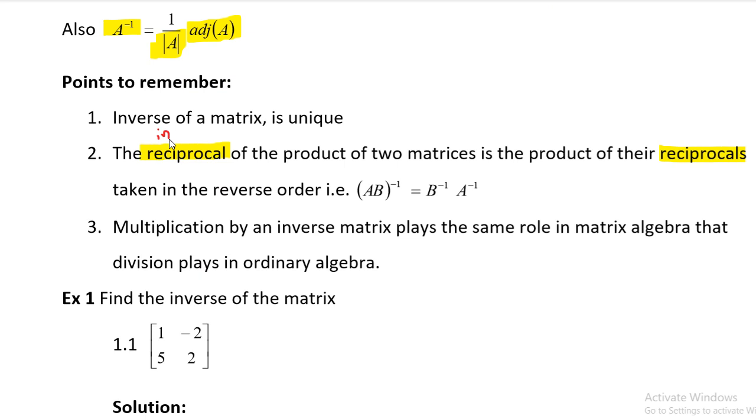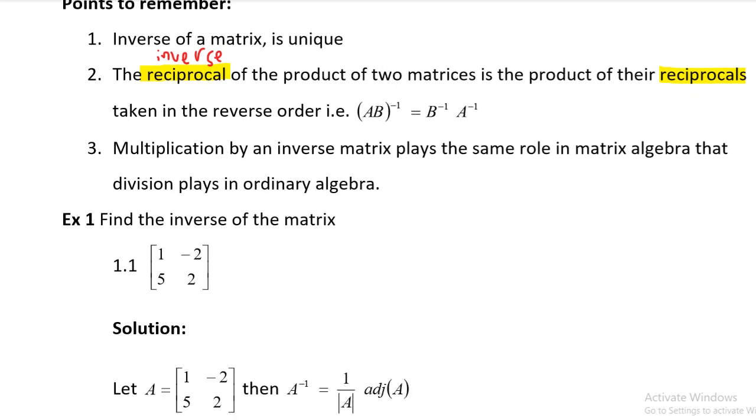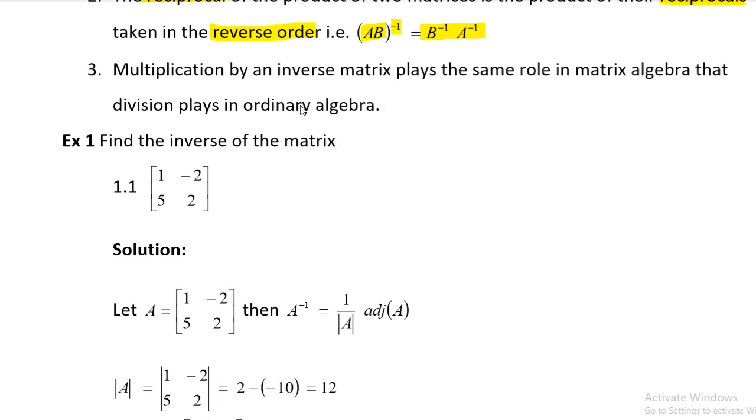The inverse of a product of two matrices is the product of their inverses, but in reverse order. So if you multiply two matrices and then take the inverse, it is the product of their inverses, but their order has changed. B comes first and A goes afterwards. This is the property: the order of multiplication is reversed.